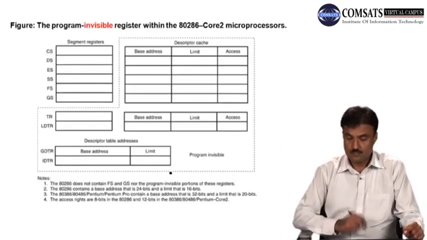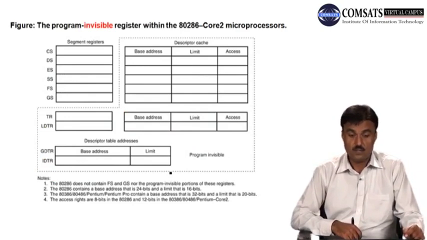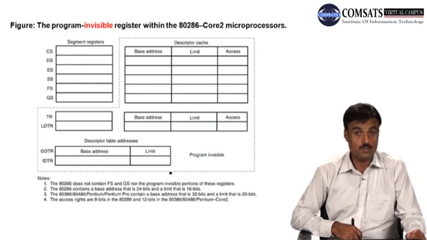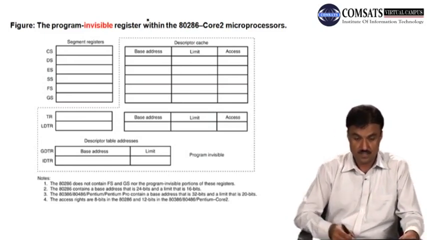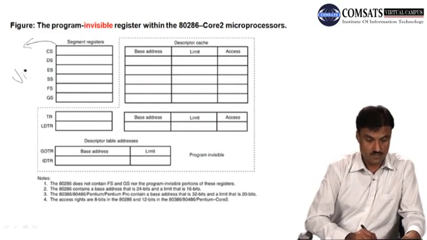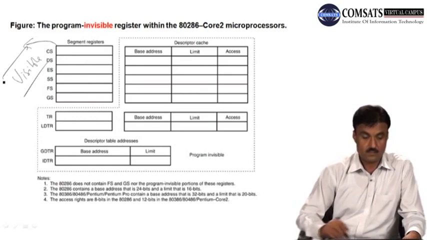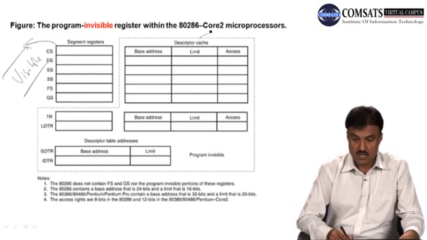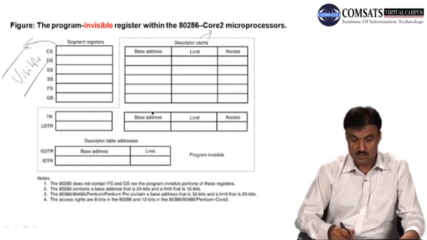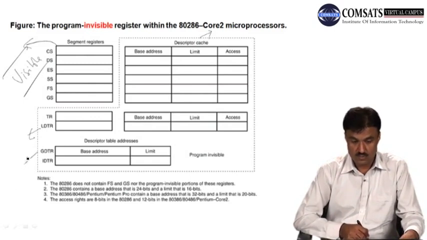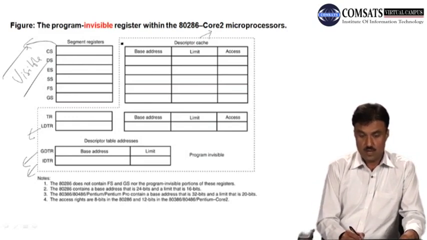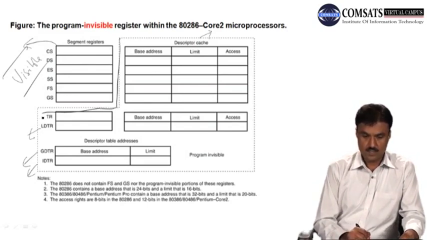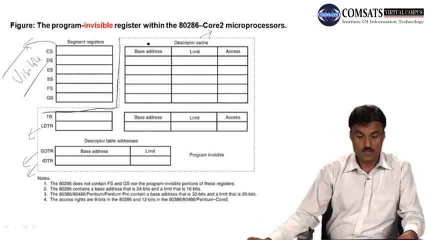Now here in this figure, you will see the program invisible registers within the 80286 up to the Core 2 microprocessors. Here, these are the segment registers. These are visible. We can program them. We can access them in our programs. But this descriptor table cache, or cache base addresses in this descriptor table, TR, local descriptor table, global descriptor table base address, and the IDTR. This complete area is the program invisible area. So these are the registers which are program invisible.